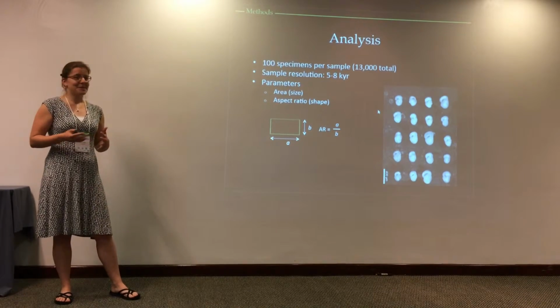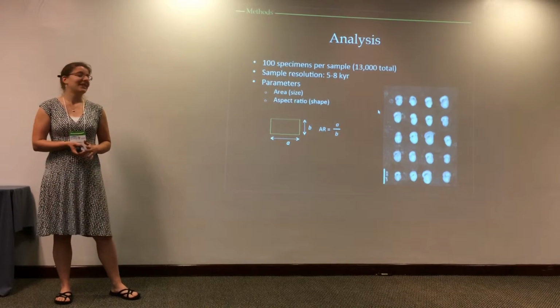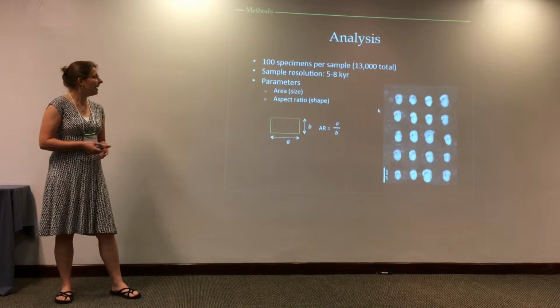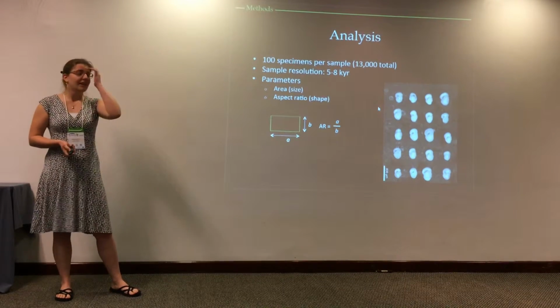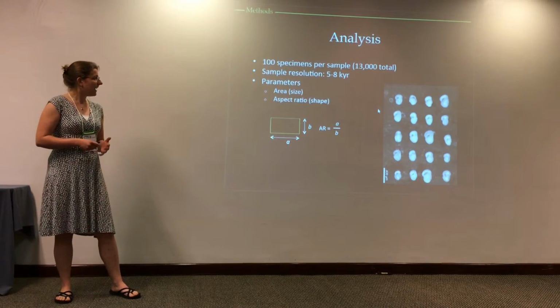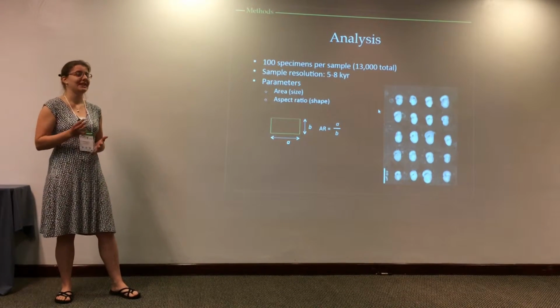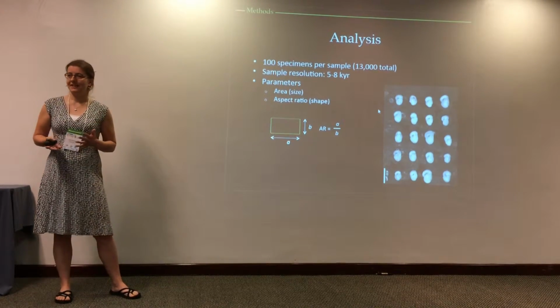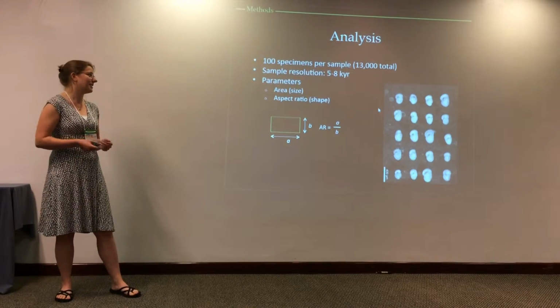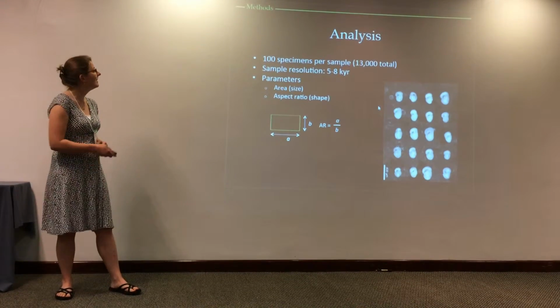And I picked them out of the sediment, mounted them on glass slides, and measured them automatically for size and for shape. For size we use area, and for shape we use aspect ratio. So aspect ratio is the ratio between length and width of an object. So a square has an aspect ratio of 1, and a rectangle has an aspect ratio higher than 1.